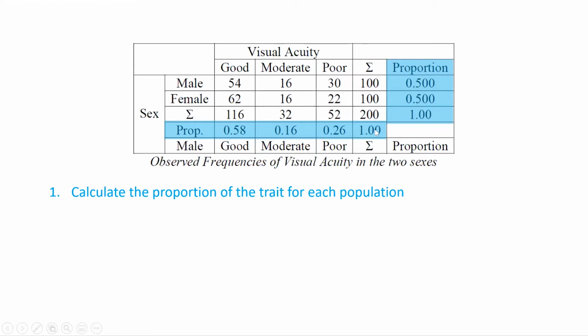So we've got 200 people. We would expect that we would find a 50-50 split. And then we would calculate our proportion of visual acuity between these two using the total of each divided by our sample size.